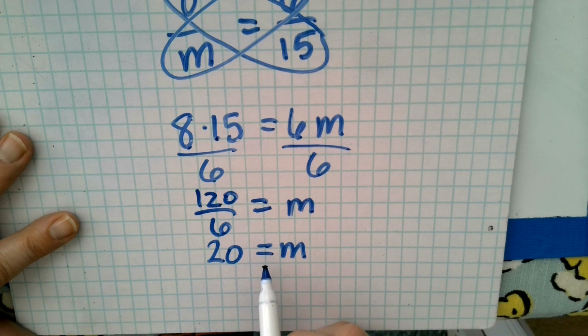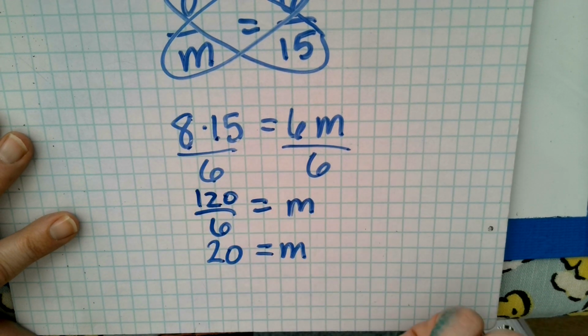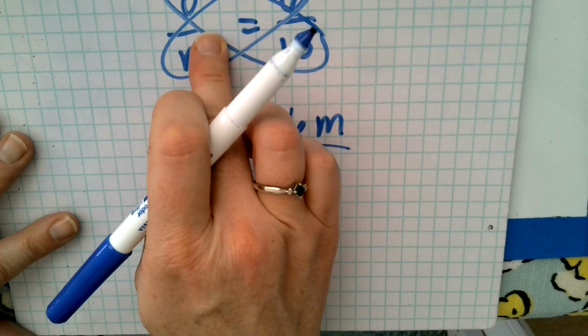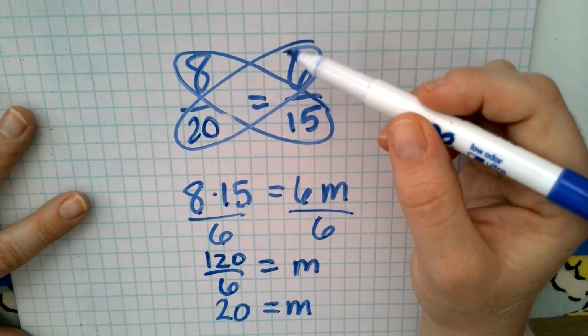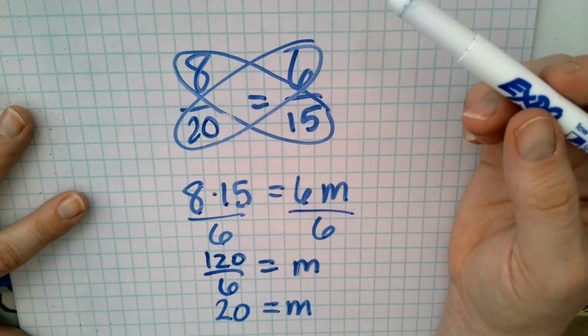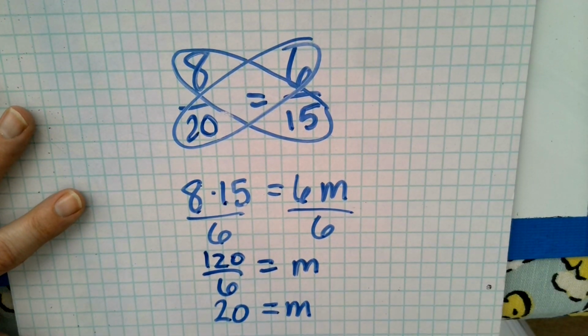Okay. So then we're going to put it back in here and see if that makes sense. So in our original proportion, if we put 20 in there, we would say, yep, that would make sense. Looks good. Do a quick check with mental math.